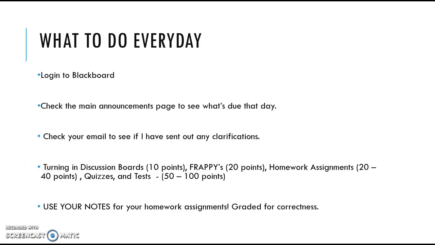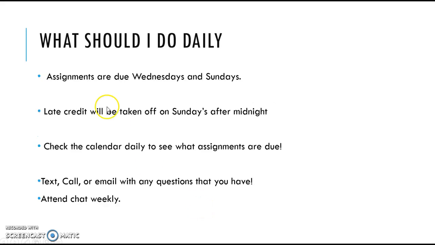What you're going to be turning in for credit is going to be discussion boards, which are each worth 10 points. Frappies, which are free response AP questions, we'll be going over that. Homework assignments that are worth 20 to 40 points, and quizzes and tests at the end of each unit. This is your basic outline of what you will be turning in every single unit. Please make sure to understand that you can use your notes for your homework assignments and they'll be graded for correctness. I'll be going over more of this in a minute.